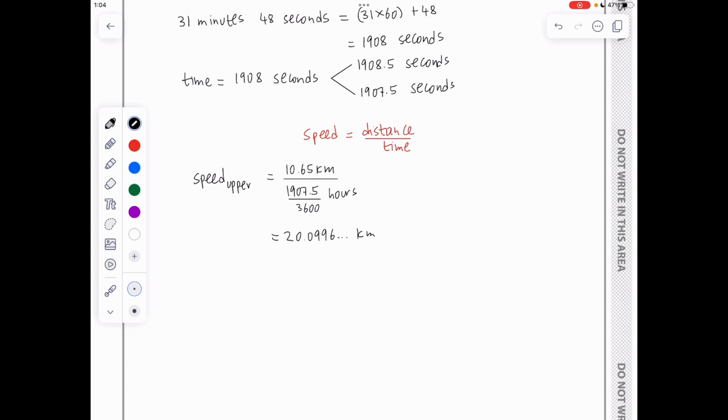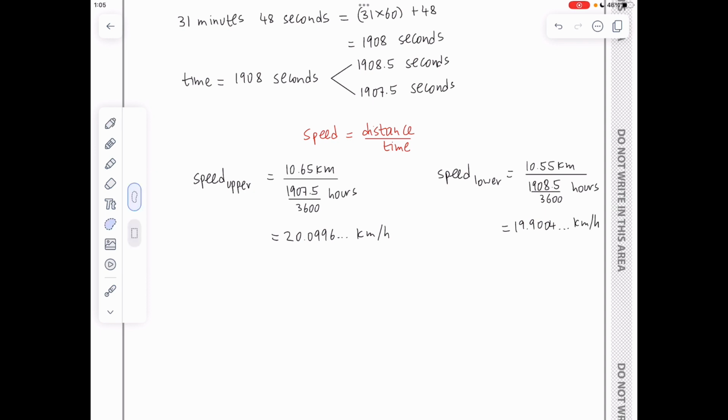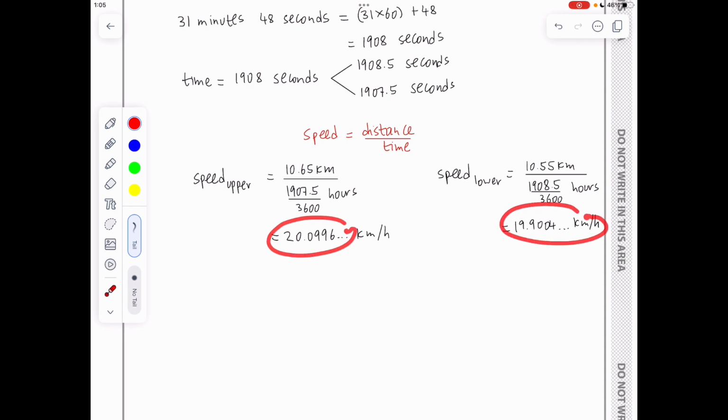20.0996 kilometers per hour. And I will also find the lower bound for the speed by doing the lower bound for the distance, so 10.55 kilometers, divided by the upper bound for the time, so 1908.5 over 3600 hours, and this gives an answer of 19.9004 kilometers per hour. Now notice that whatever the true value of the speed, it has to be between 20.0996 and 19.9004, because these are the upper and lower bounds respectively.